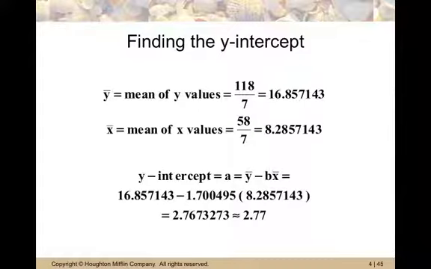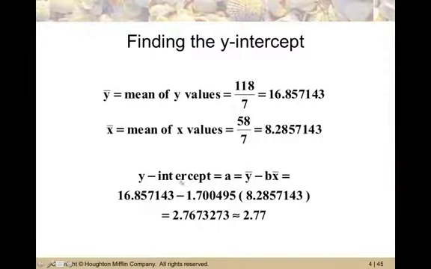And then for the y-intercept, we plug those values into our formula. So we have a equals y bar minus b times x bar. So we plug in what we know. Notice that we don't round until the end because we don't want to have rounding error. We don't want to compound it.